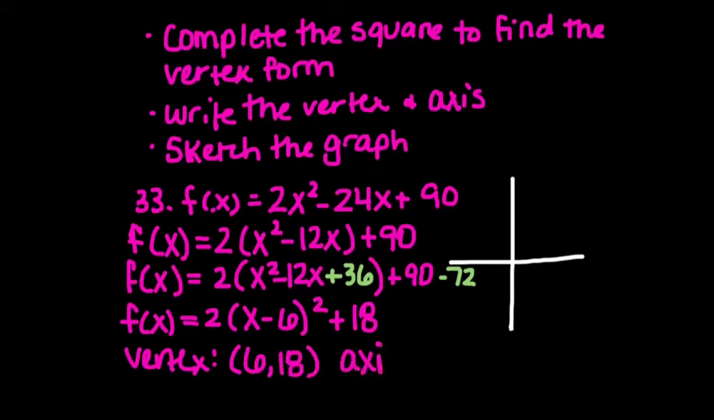My axis of symmetry, the equation is just x equals whatever the x coordinate of the vertex is, so x equals 6. My vertex is at 6, 18, which is up here somewhere in quadrant 1. Because my leading coefficient or my leading number is positive, that means that the parabola opens upward. And again, this is a very rough sketch of the graph of this particular equation.